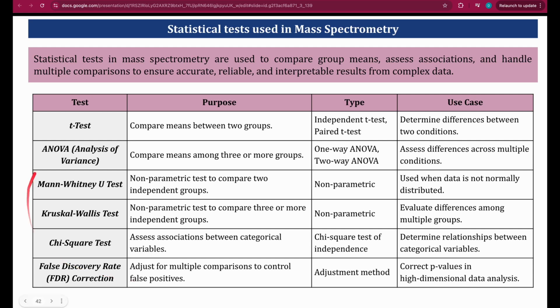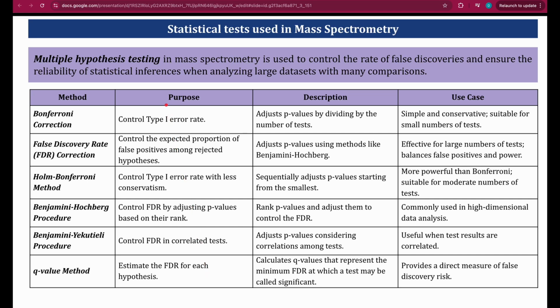After performing the statistical tests, there could be some issues which might remain. There could be some false positive values which you might observe. So you have to deal with those values, for which we go for multiple hypothesis testing, in which you try to control the rate of false discoveries and ensure that the statistical inference which you have drawn is reliable when you are analyzing large data sets with many comparisons.